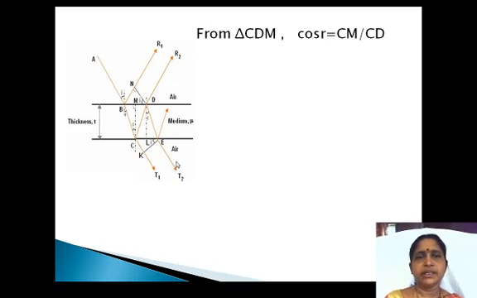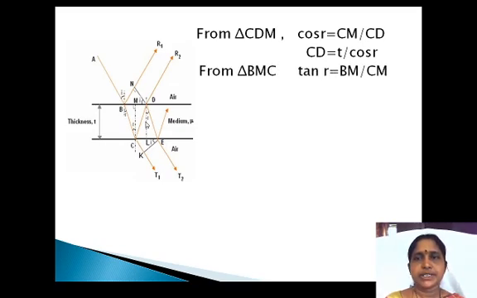From triangle CDM, in the triangle CDM, cos R is equal to CM by CD. So CD is equal to T by cos R. So BC plus CD is equal to 2T by cos R.